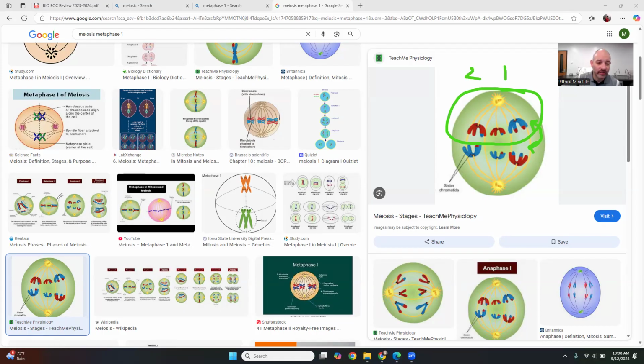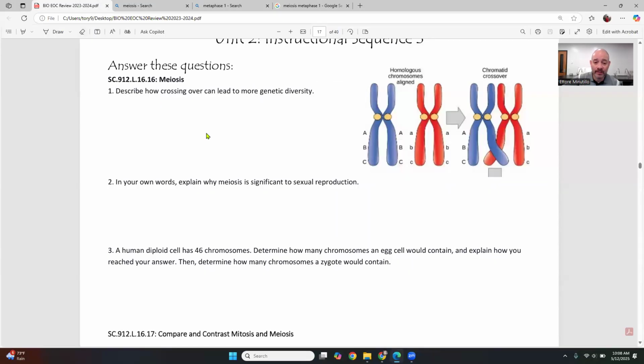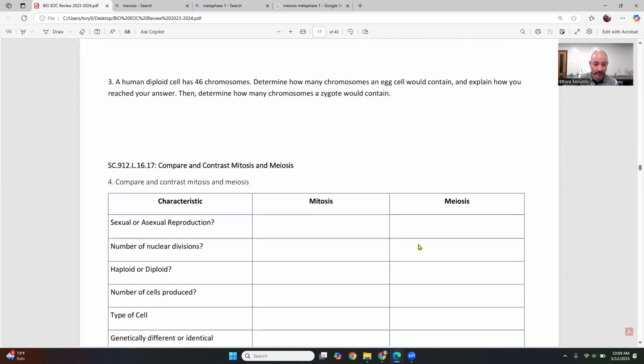Long story short, the order that they line up in is specifically going to tell us the combinations that can get made. The assortment has to do with spreading or putting them into groups. The independent part means just because the first group went dad mom does not mean the second group will go dad mom. It is technically independent of the other group. So that's another way that we can actually get variation within our populations.